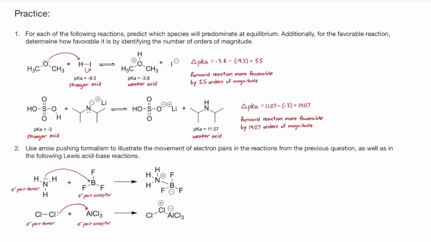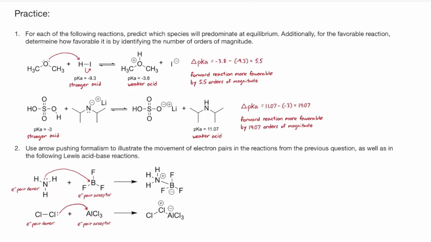With these arrows, we've indicated that the non-bonding electron pair on oxygen is used to form a bond with hydrogen, and the hydrogen iodide bond breaks, returning the shared electrons in the bond to the iodine atom. This leaves us with our two products, protonated dimethyl ether and the iodide anion.